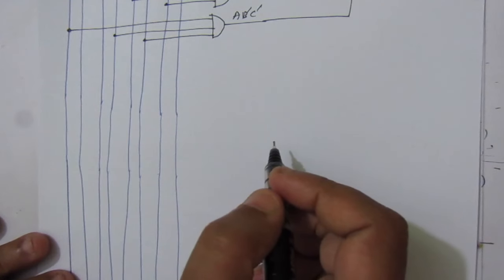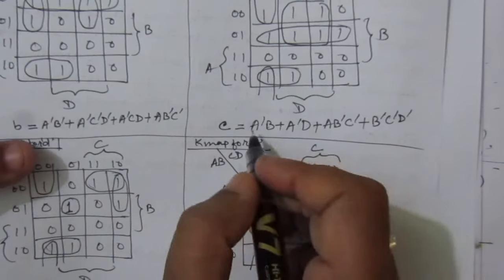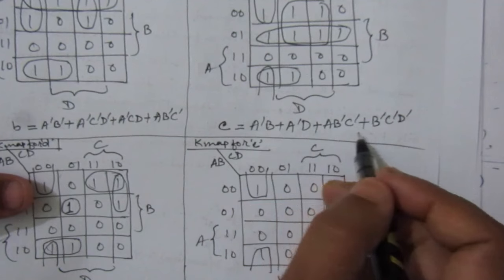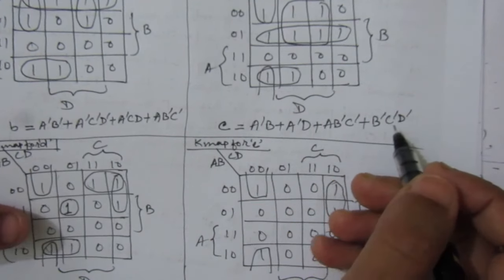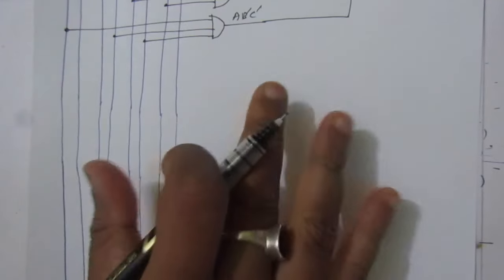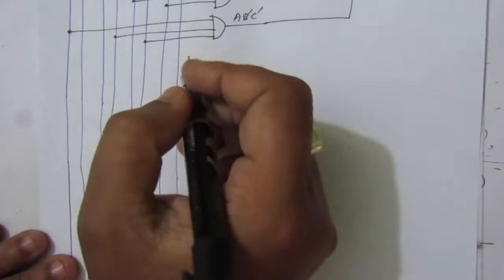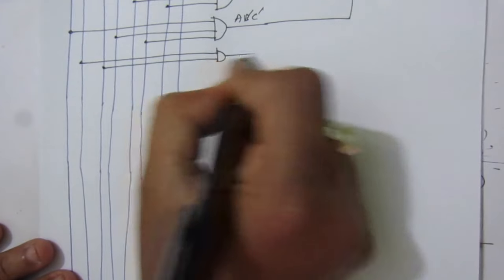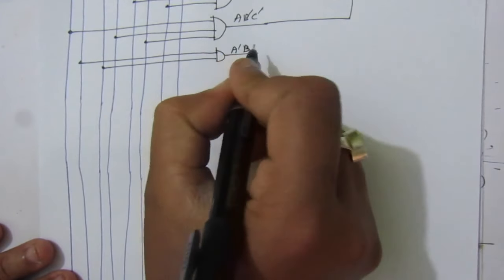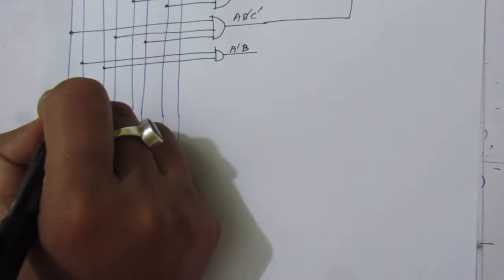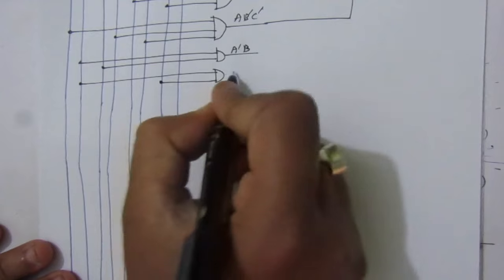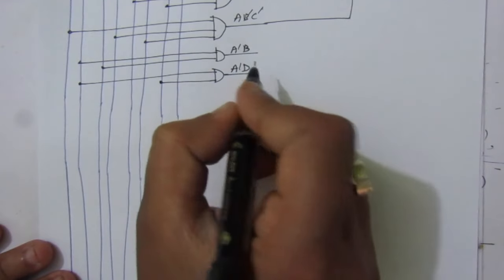Now we have to draw for c. For small c, we have this expression: A bar B plus A bar D plus A B bar C bar plus B bar C bar D bar. Now let us draw it. The first term is A bar B. The second term is A bar D, so here we'll get A bar D.